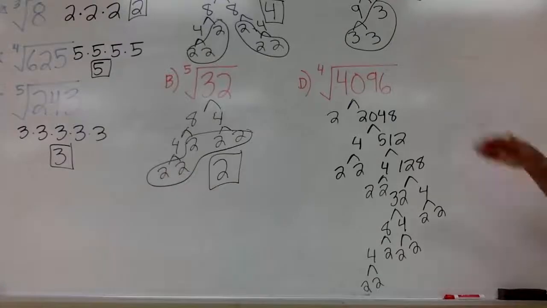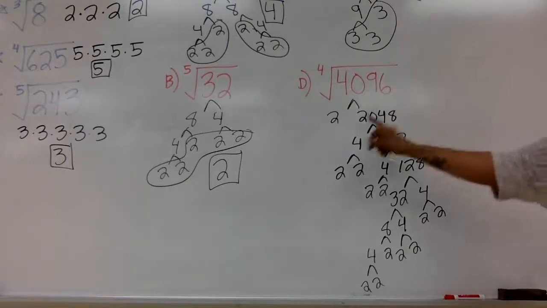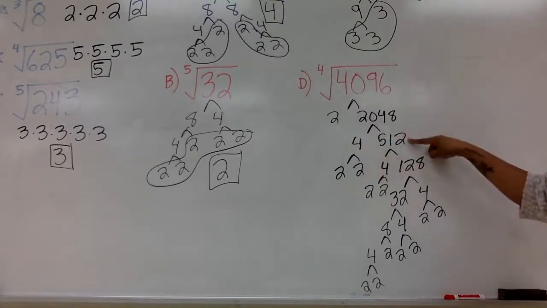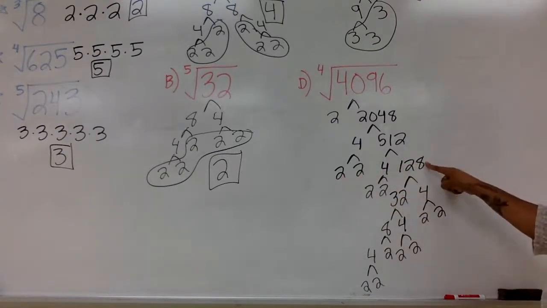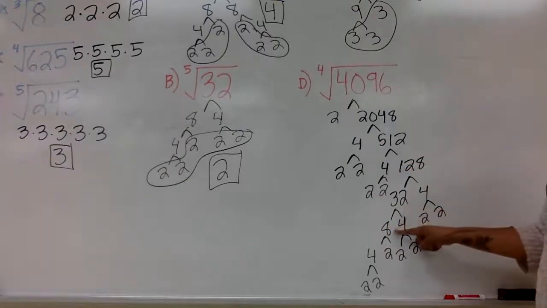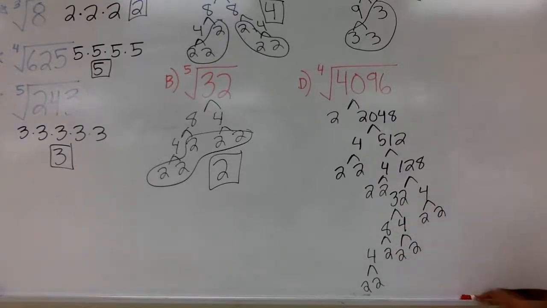All right, so 4,096 was a super big number. Really big number. So I did 2 times 2048. Then I did 4 times 512. I did 2 times 2. I did 4 times 128. 4 breaks down into 2 and 2. 32 breaks down to 8 and 4. Break the 4s down. Okay, so you should have a whole bunch of 2s. So this was a really big factor tree.